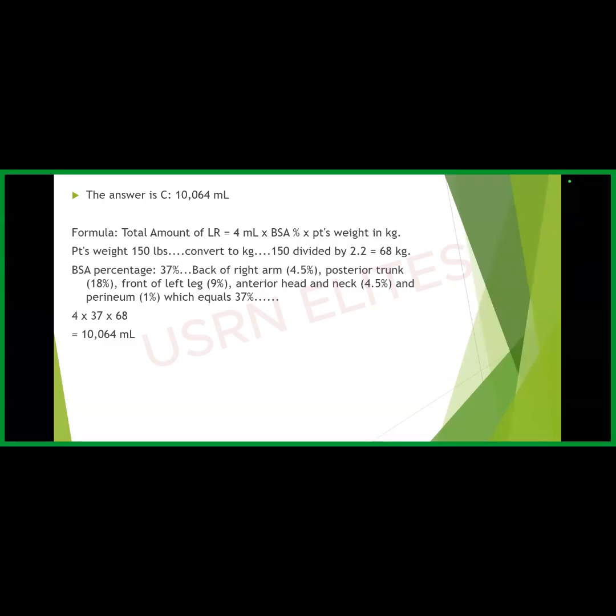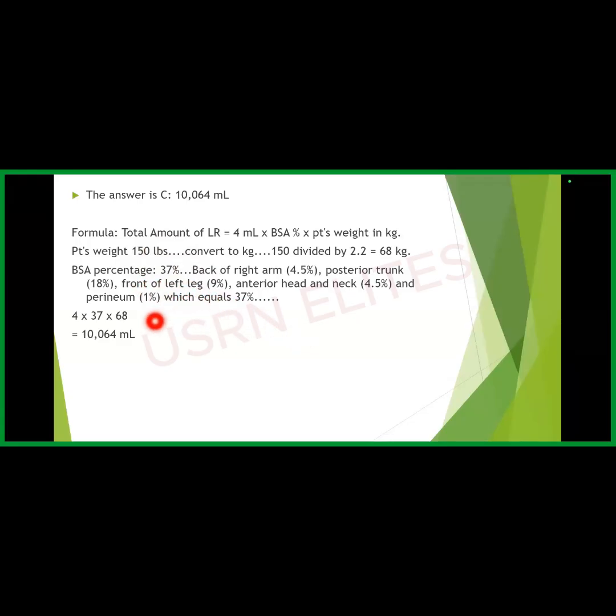I think the 37% wasn't an issue this time, right? Everybody was able to arrive at 37. If you still have an issue with your rule of 9, I think it's way back since first year in nursing school, right? Sometimes we all forget. Then we can go back and look at the percentages again.